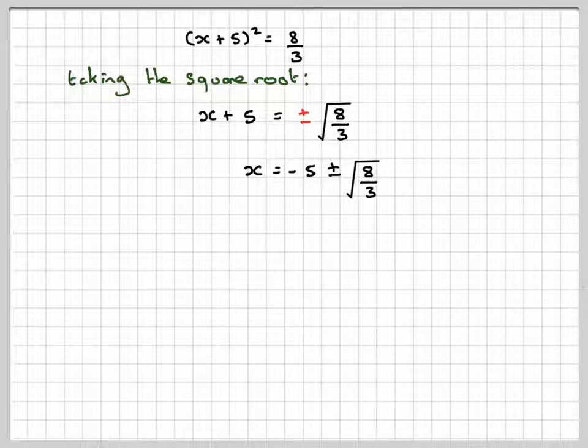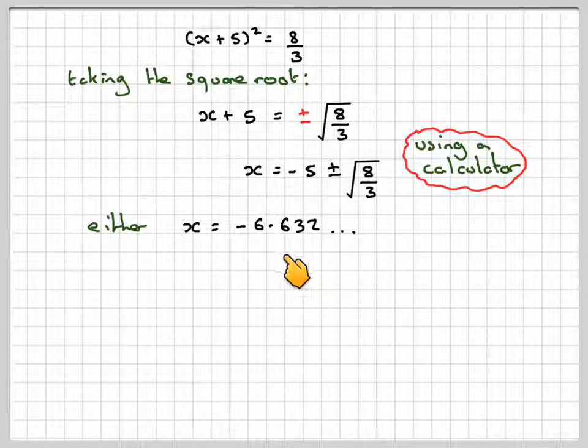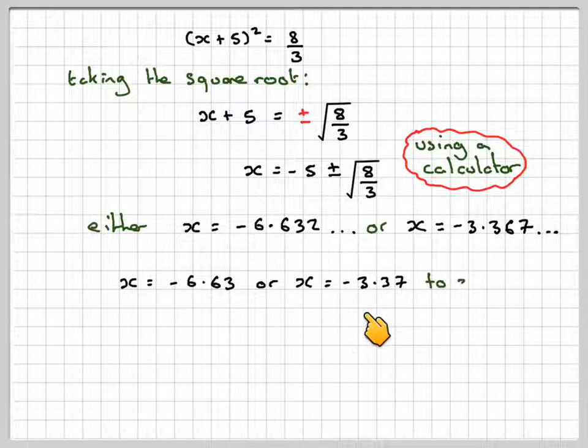Now, this is in exact form, but we can just take our calculator out and write it as a decimal. So the first case, we will be writing in minus 5 minus the square root sign, fraction button, 8, and then 3. So you're going to get either x is −6.632, and then you're going to write on your calculator minus 5 plus the square root of 8 over 3 using the fraction button, and that will give you x is −3.367. So x will be equal to −6.63, or x is equal to −3.37.